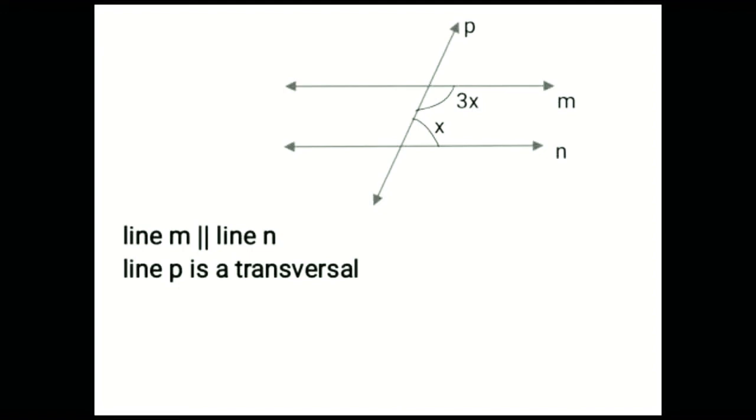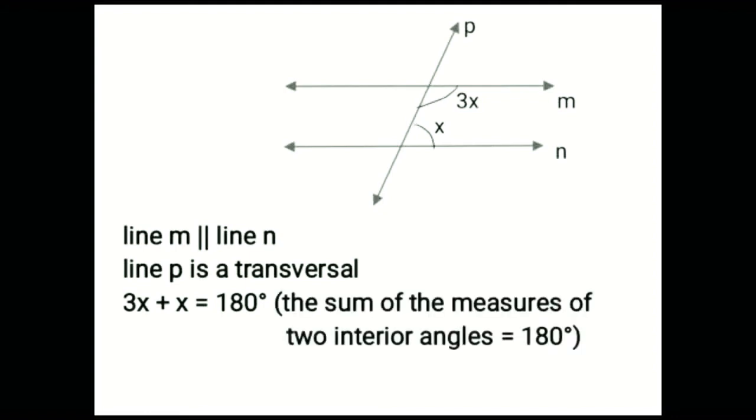Okay. 3x plus x is equal to 180 degree. Reason: the sum of the measures of two interior angles is equal to 180 degree. This is the formula of the sum of the measures of two interior angles. Here on the right side, 3x and x, both angles are interior angles on the right side. Both angles are given. You have to find the value of x.